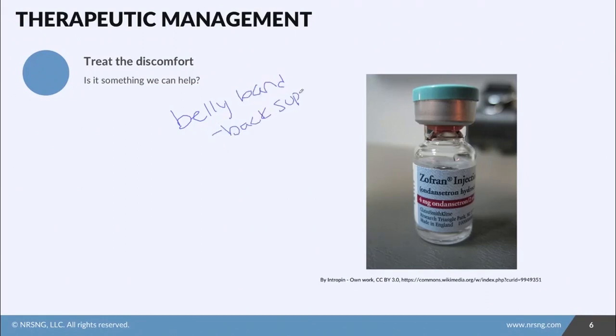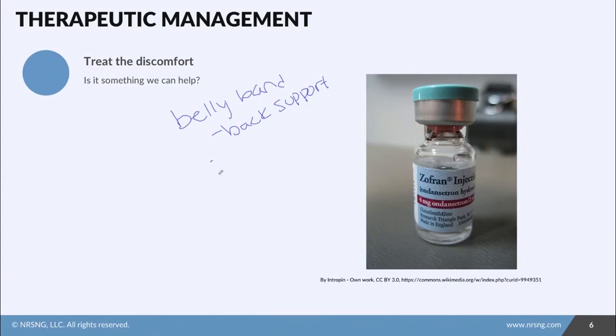Especially people that are carrying multiples or people that have had multiple babies, it's going to be helpful because those muscles are sort of a little bit more stretched out in someone that's had a child before. So just belly bands to help with that back discomfort.